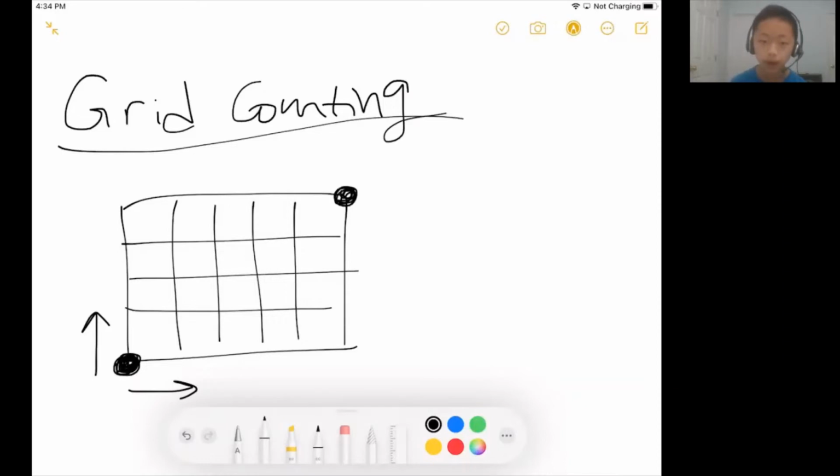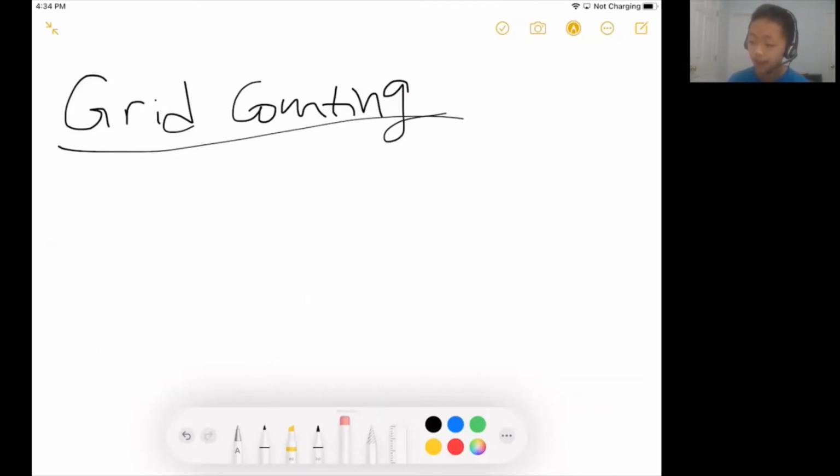And this is basically what a grid counting problem is. You have a grid and you want to know how many ways there are to get from one point to another. Sometimes there might be restrictions to make it more complicated. So today we're just going to be talking about ways to solve these problems. Let's look at a very basic example just to help us get a feel for what these grid counting problems really mean.